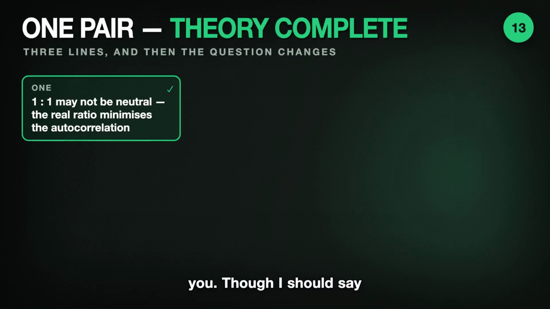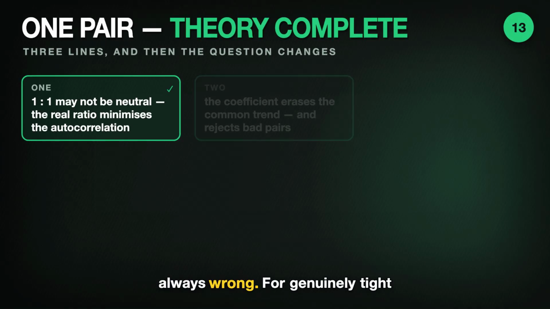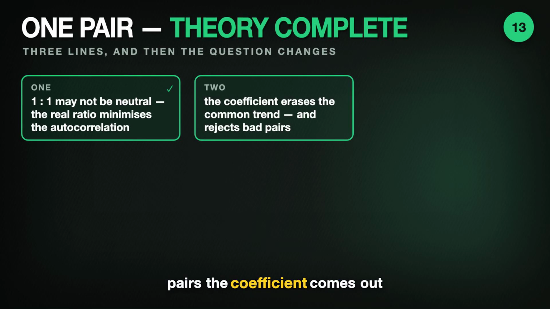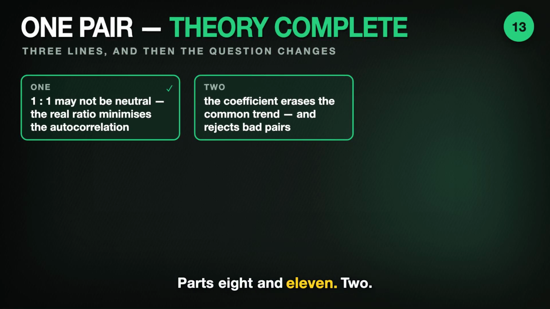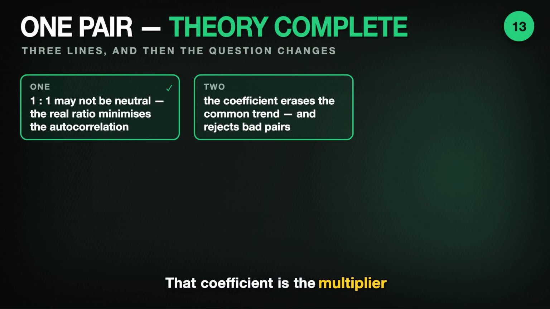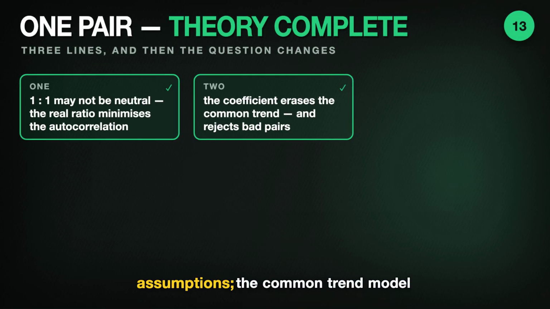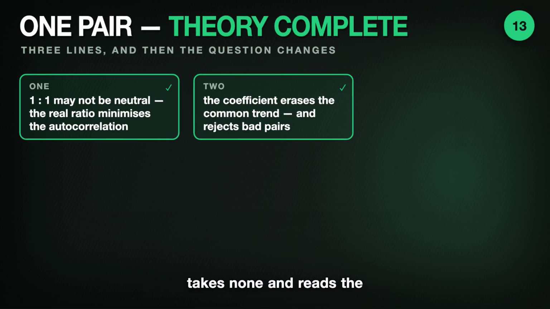Though I should say, 1-to-1 isn't always wrong. For genuinely tight pairs, the coefficient comes out near 1 anyway, which is what we saw back in parts 8 and 11. 2. That coefficient is the multiplier that erases the common trend. The beta root demands 2 assumptions. The common trend model takes none and reads the answer out of the data.